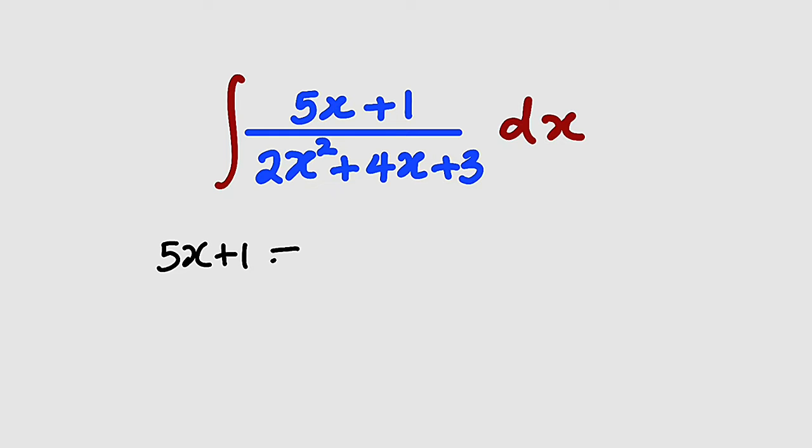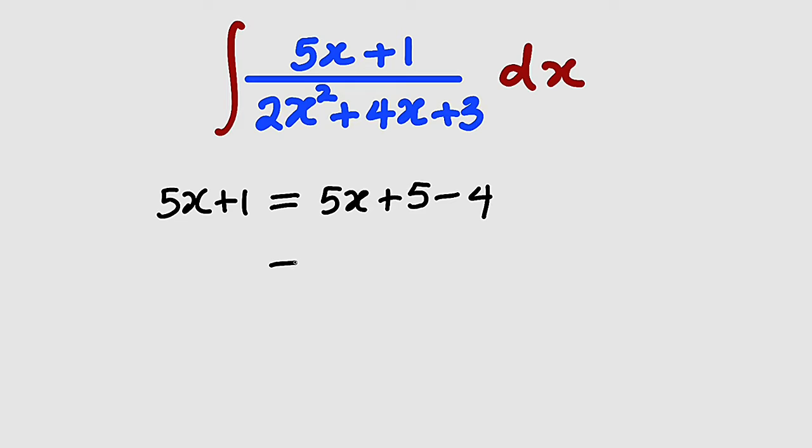And I know I can write this as 5x plus 5. What have I added? I have just added 4, because this is 1 and this is 5. So to compensate, I'm going to subtract 4. 5 minus 4 is 1. So let me group the first two terms. We have 5 in common, so I can say that this is equal to 5 outside, inside I have x plus 1, right? Then I still have minus 4.